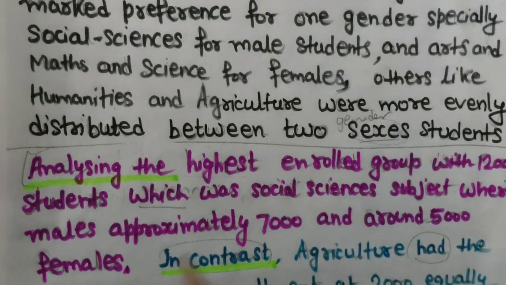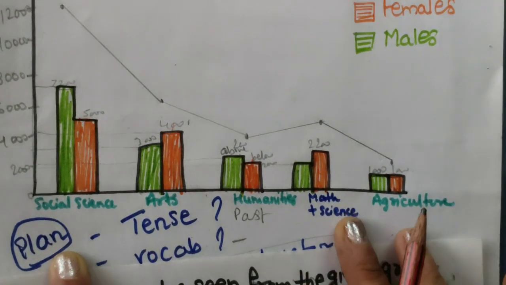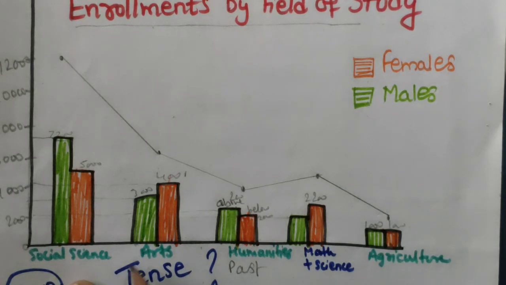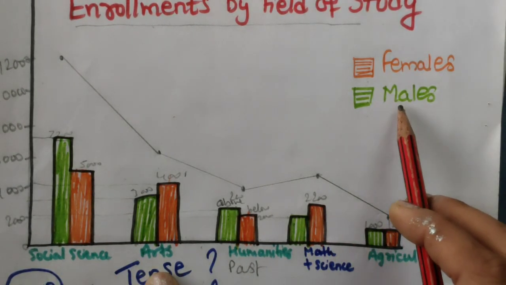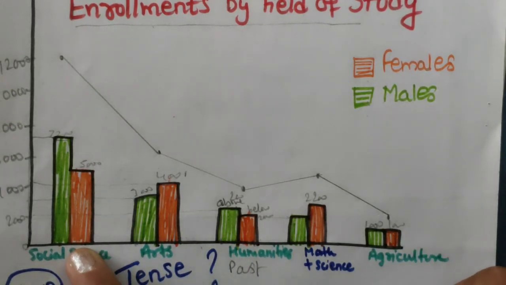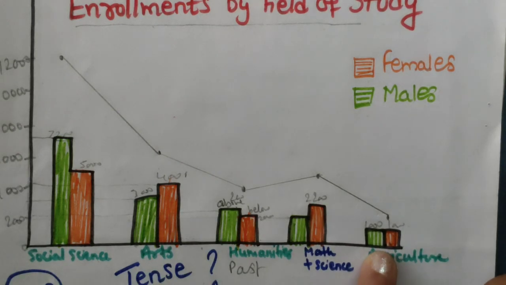Okay, so now the body detail paragraph. How to write the body detail paragraph? So now you can see this, there are 2 categories and 5 subjects. Either you go subject wise or you go female wise, but I have written subject wise. Means subject wise I will be comparing both male and female side by side. First we will talk about the highest one, and in contrast I will talk about agriculture, the lowest one.